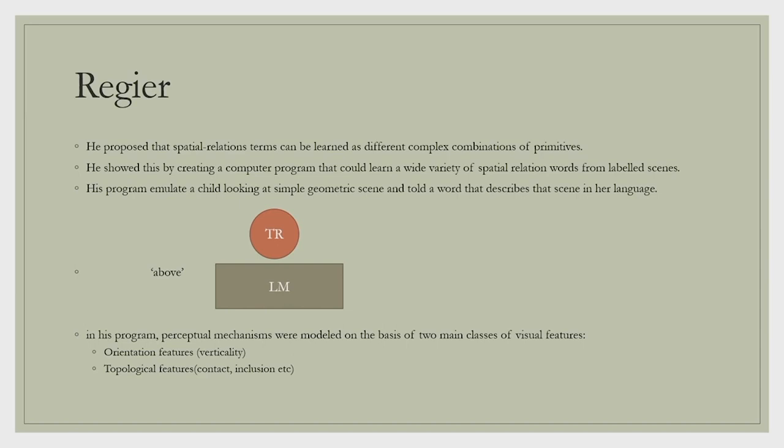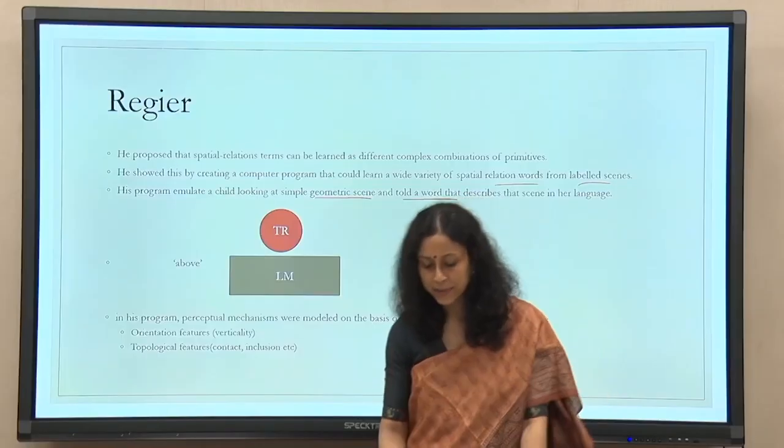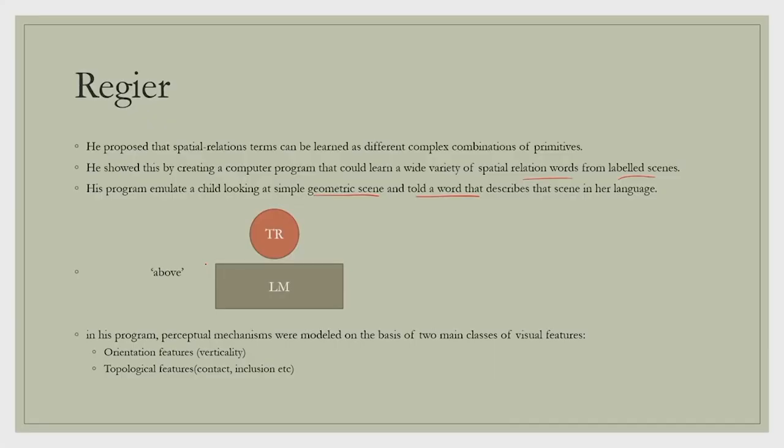How did he show that? He showed this by creating a computer program that could learn a wide variety of spatial relations from labeled scenes. Basically, the program emulated a child learning spatial terms, looking at objects, looking at a simple geometric scene and then being told a word that describes it. Often we show a child, like, this bottle is on the table. What the child sees is a particular kind of arrangement, something like this, the notion of above.